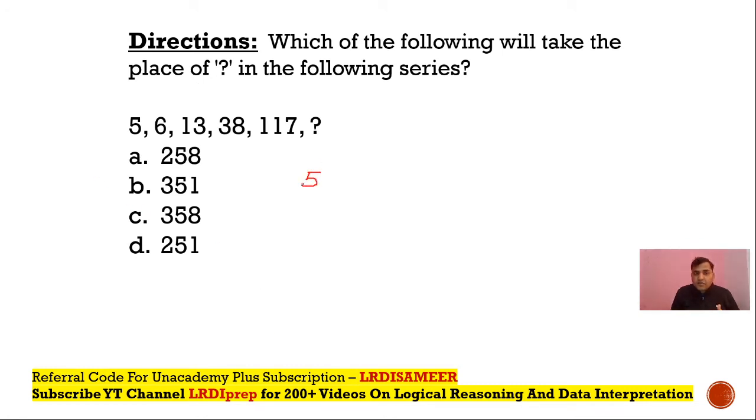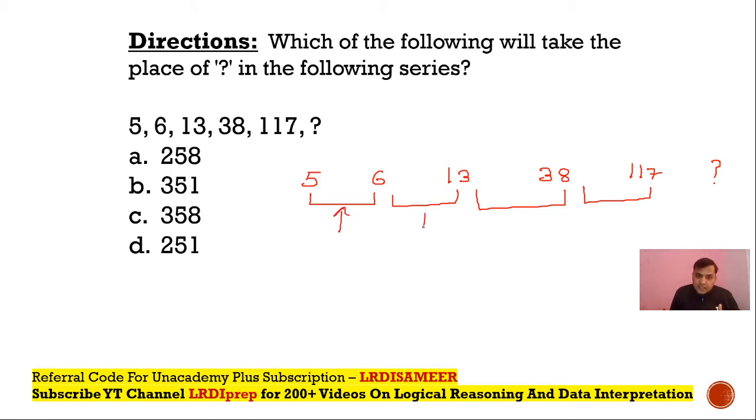When you are moving from 5 to 6, 6 to 13, 13 to 38, 38 to 117, and then you finally have the question mark. What do you need to see here? See that the number is getting increased. This is the first observation that you need to make. Now let's check whether the number is getting added or multiplied.